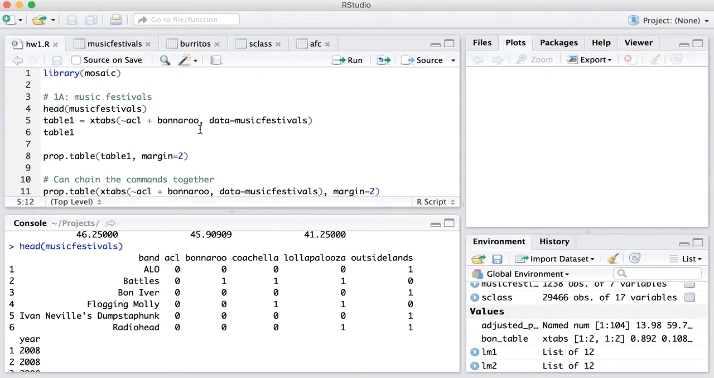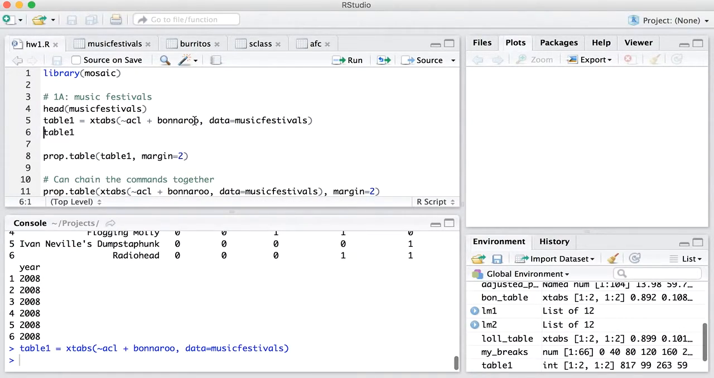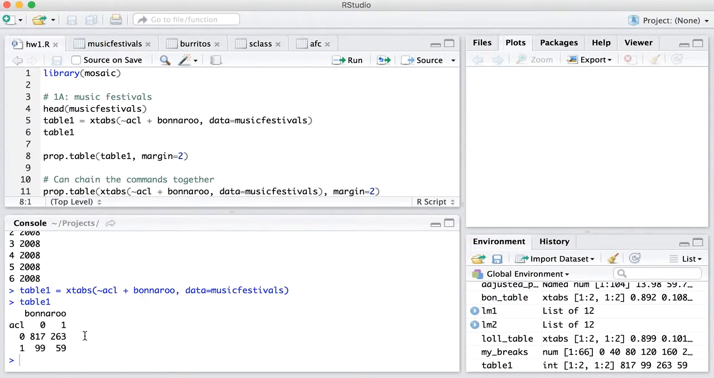So, first things first, let's just make a table to compare how correlated attendance at ACL was with some specific other festival. Let's take a look at Bonnaroo. In this table right here, I store the result in table 1 and output the table to the screen by asking for table 1 right there. And it looks as though there might be an association here, that the bands who played at Bonnaroo maybe had a slightly more likely chance of playing at ACL than those that didn't. That's a little bit hard to judge using a table of raw counts.